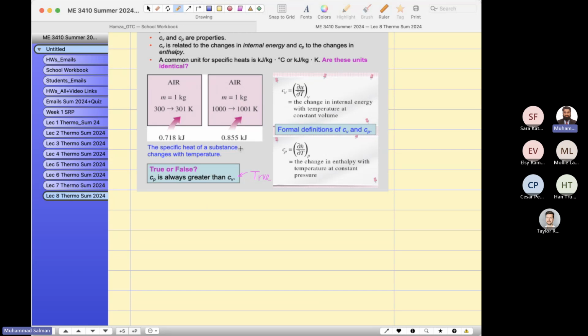So this is for air. Air is 0.855 for Cp. So what is n for air? If you do the math here, let me show you. 0.855 divided by 0.718 gives about 1.14.